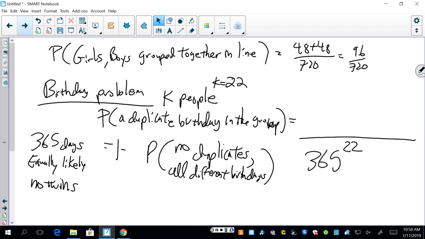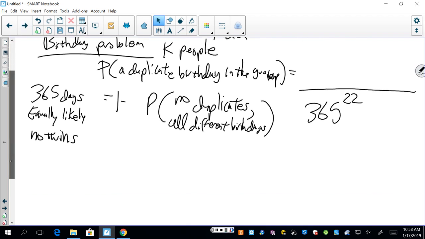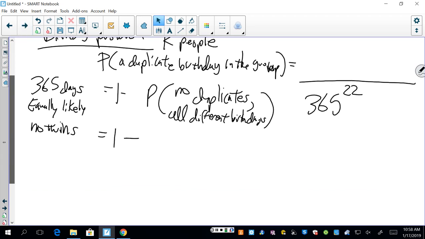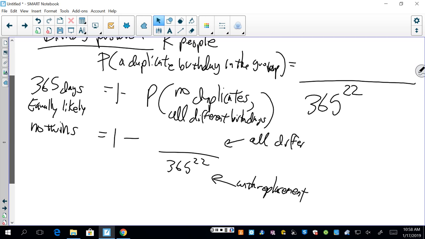And sometimes with these probability problems, you have to rephrase it to make it gel, that oh, that's a way of looking at it. So again, there's 365 to the 22nd terms in the denominator. Now we can count how many ways there are of taking 22 people and giving each one a different birthday, or having a set of 365 birthdays and picking 22 different ones. This one was with replacement. If they're all different, that's without replacement.